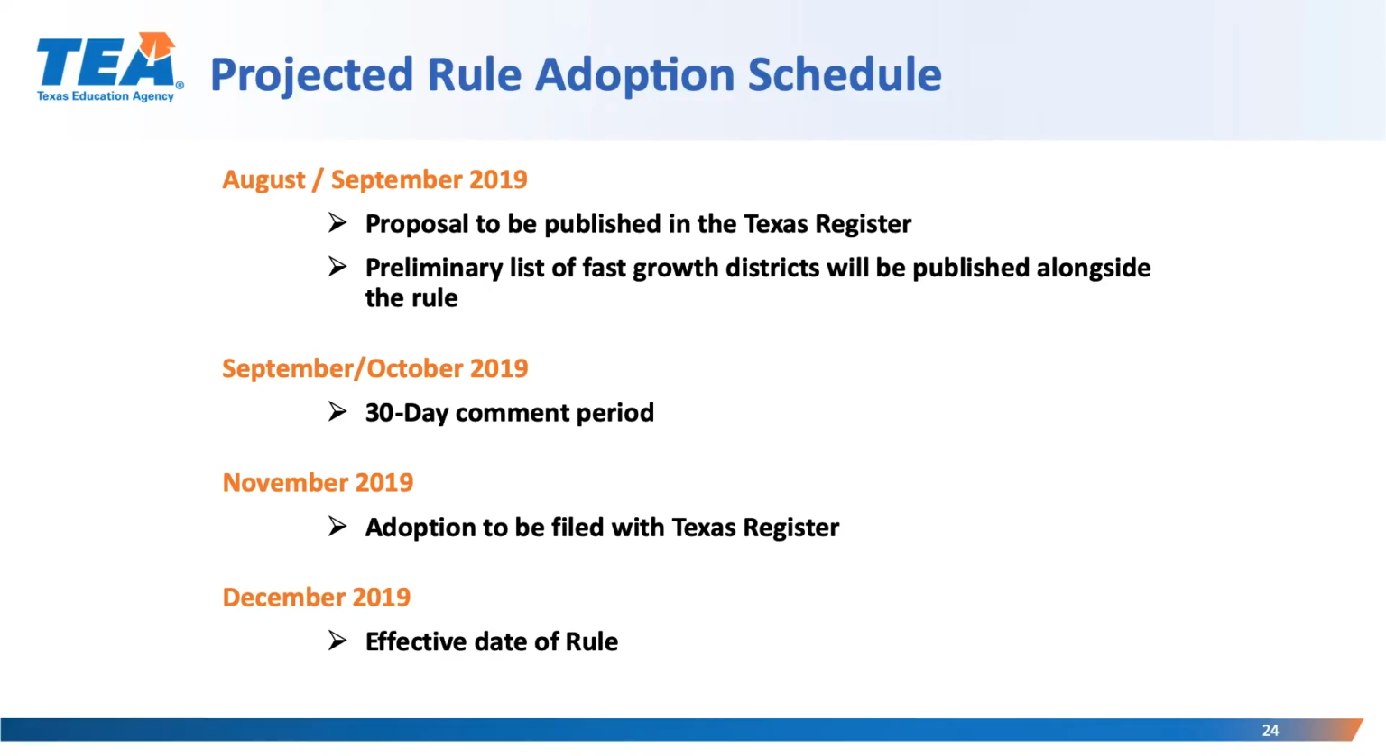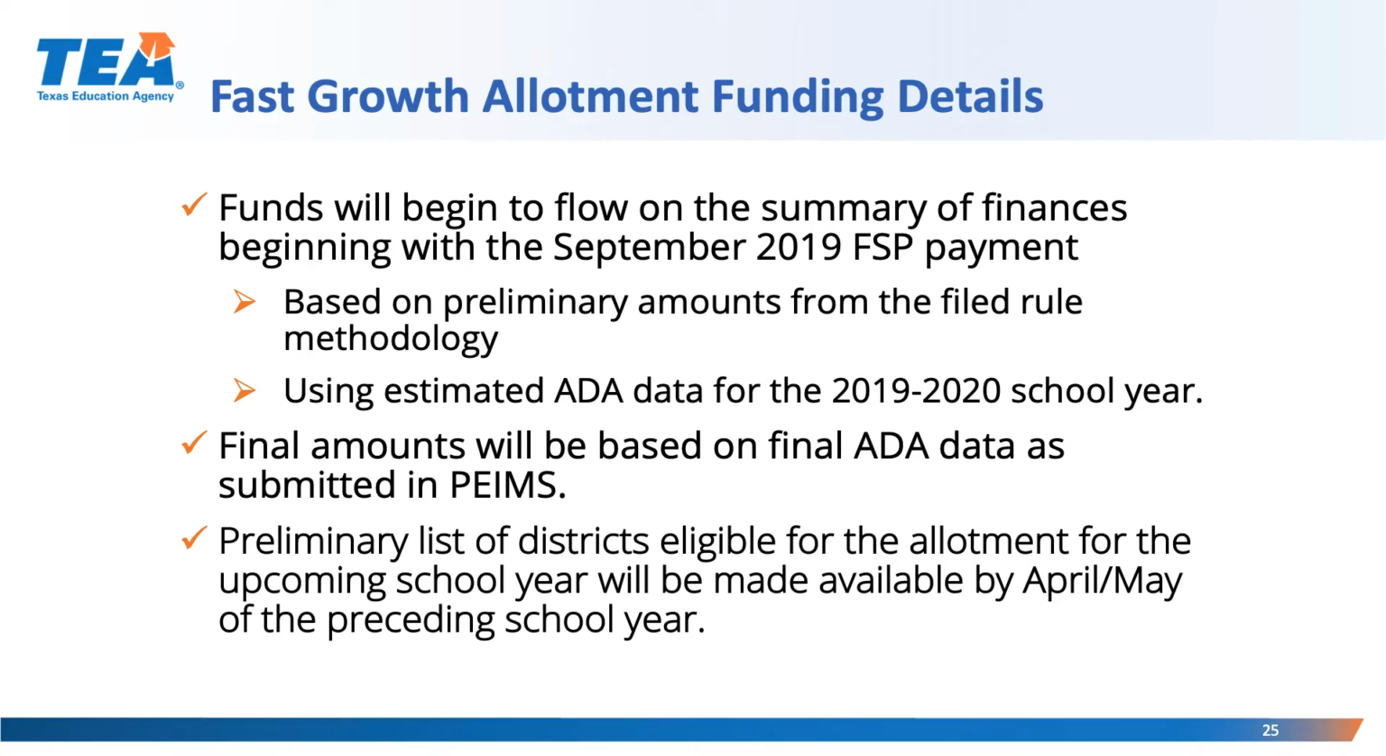Then in September, October, there will be a 30-day comment period, and we're aiming for a 2019 adoption with the Texas Register and a December 2019 effective date of the rule. Even though the rule won't be effective until December, we will begin flowing the funds using the existing methodology that we have beginning with September 2019 FSP payment and using estimated ADA data for the 2019-2020 school year. Final amounts will be based on final ADA data and the final adopted rule.